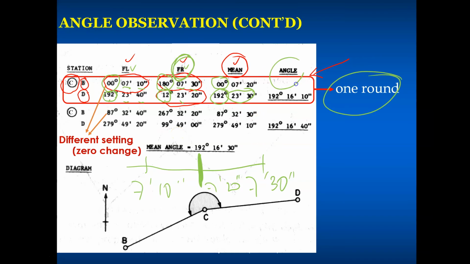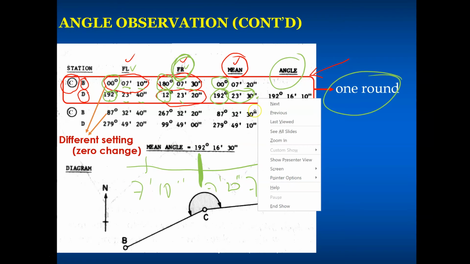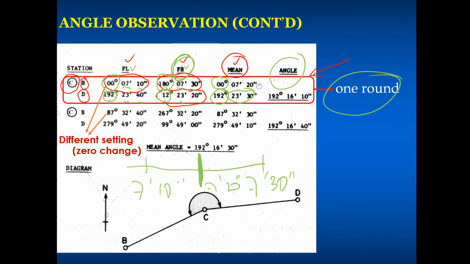And finally here, the last column says angle. We simply take the mean for forward minus the mean backward. So forward station minus back station. So 192, 23, 30, sorry, minus 00720. So that will give you 192, 1610. And the same thing happens in round 2.